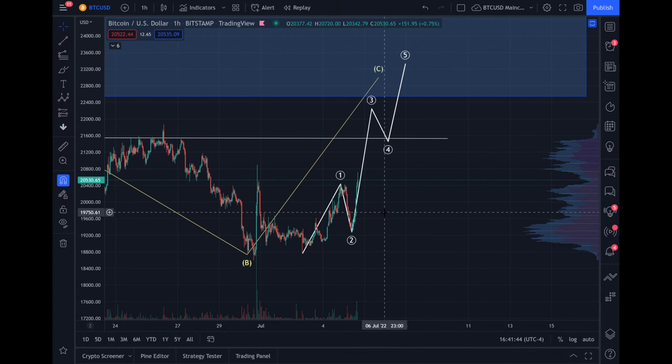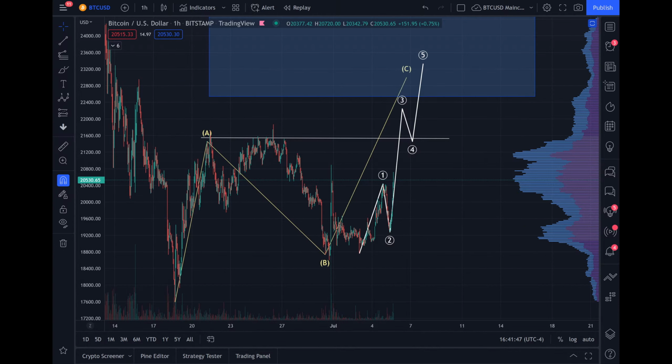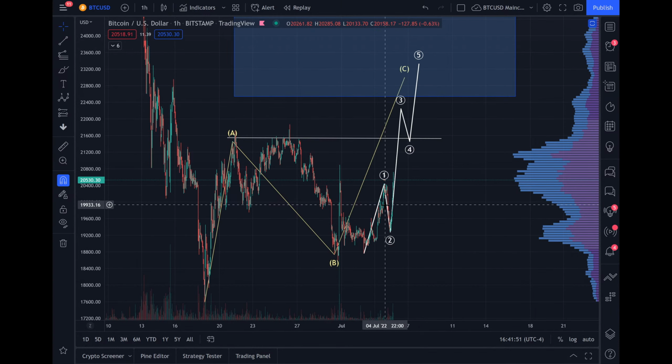So this is what I'm seeing for Bitcoin in the coming days. I don't anticipate that this takes too long, okay? Because again, it's an impulse.